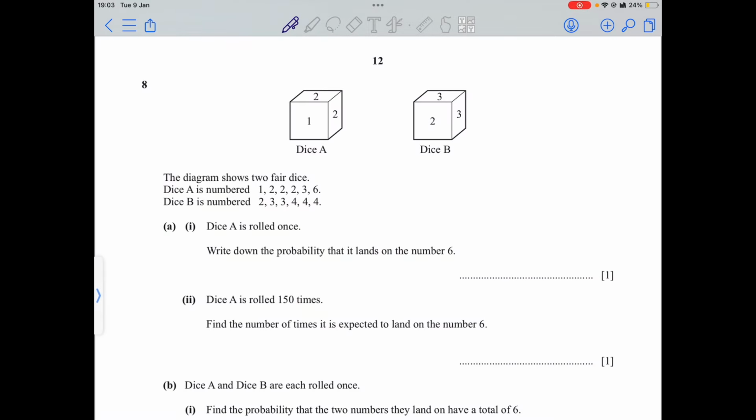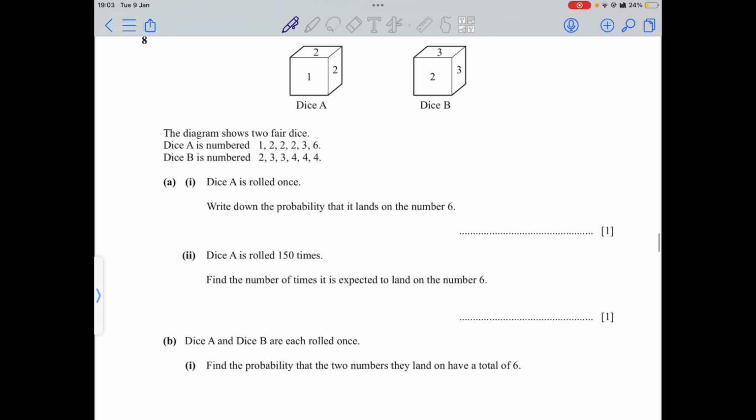Alright guys, so here's the next question about probability. The diagram shows two fair dice which are numbered 1 2 2 2 3 6, and another one 2 3 3 4 4 4. Dice A is rolled once, find the probability that it lands on the number 6. There's only one 6, so 1 over 6. Now it is rolled 150 times, find the number of times it will land on 6. So basically 1 over 6 into 150, which gives us 25 times it's expected to land.